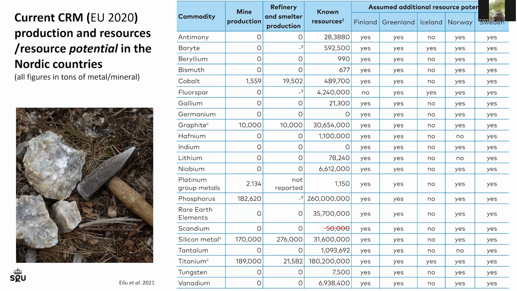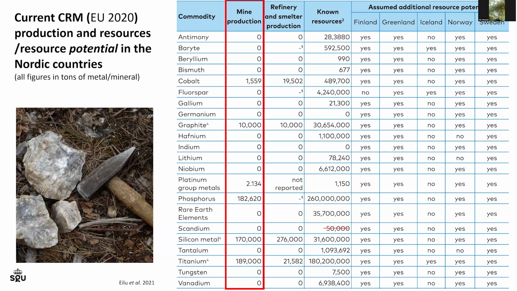Here we have all of the present critical raw materials of the EU listed under commodities here. You can see the mine production column, very highlighting in the sense that we have a great number of zeros in there. So only for a few of these CRMs do we see actual production: cobalt, graphite, platinum group metals, phosphorus, silicon metal, and titanium. Zeros in the other columns.